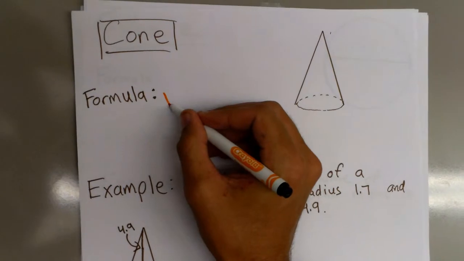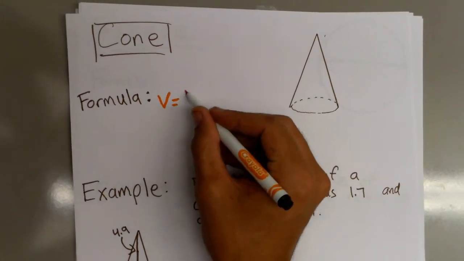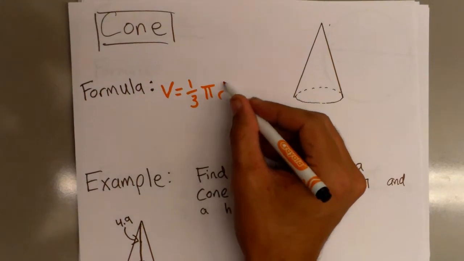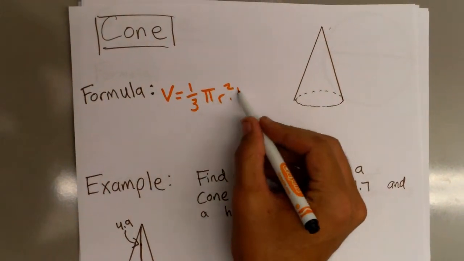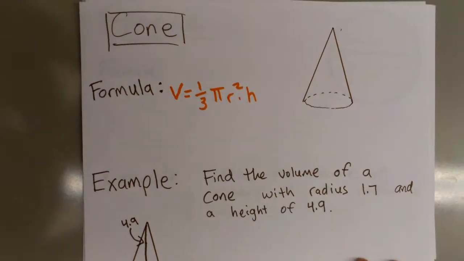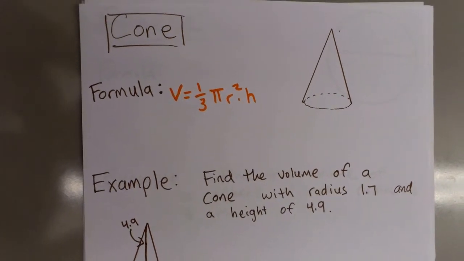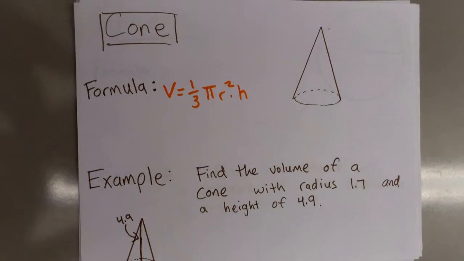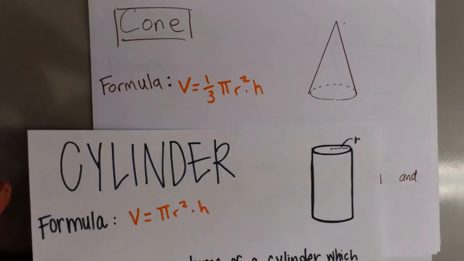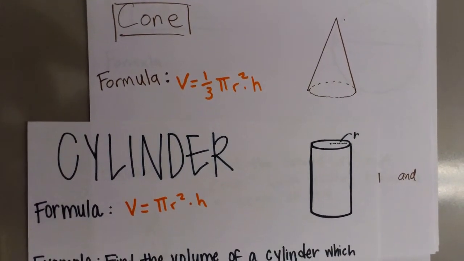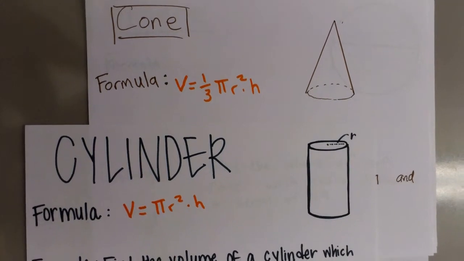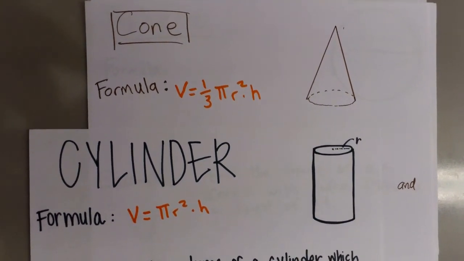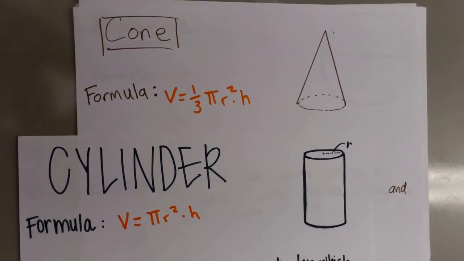If you want to connect this with the volume of a cylinder, you can do that. If you have a cone that's filled, you would have to pour 3 of those into a cylinder, if that makes sense. We'll compare the two. So the volume of a cylinder was just pi r squared times h, and for a cone it's 1/3 of that.